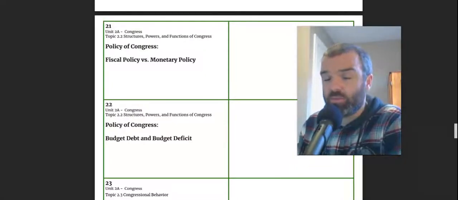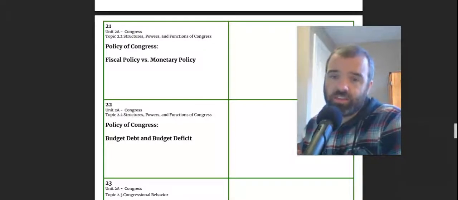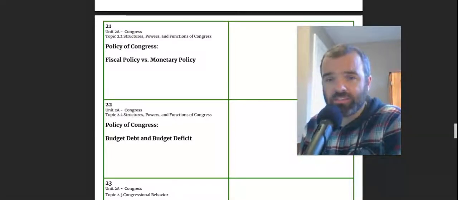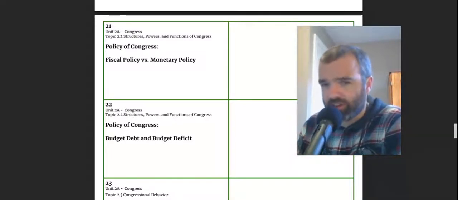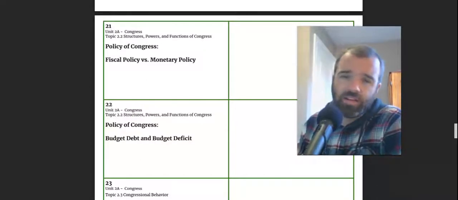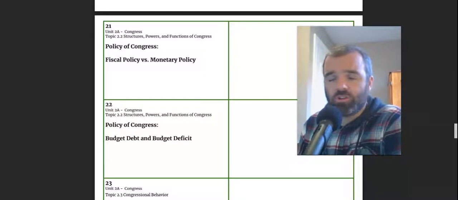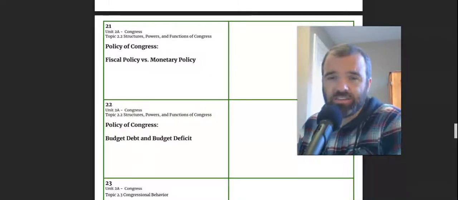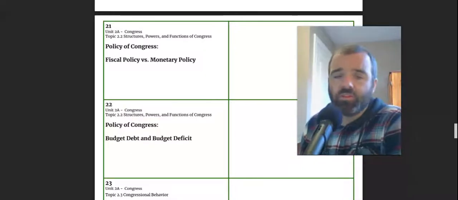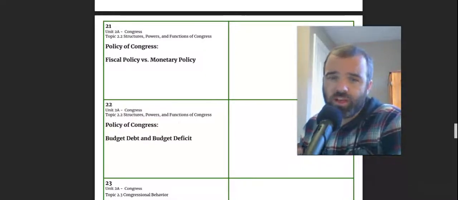So they set the government interest rate, which they can then loan money to banks at certain rates, and that interest rate can trickle out into the main economy and influence how much people have to pay for loans. They can also determine what the money supply is. Do they want to inject currency into the economy? And there are different ways for them to do that. So Congress has less control over monetary policy, but they have a lot of control over fiscal policy.